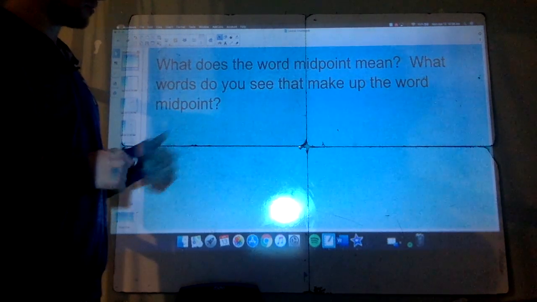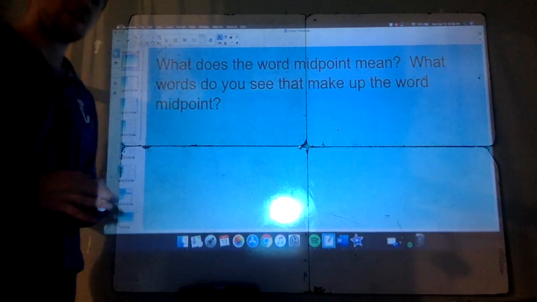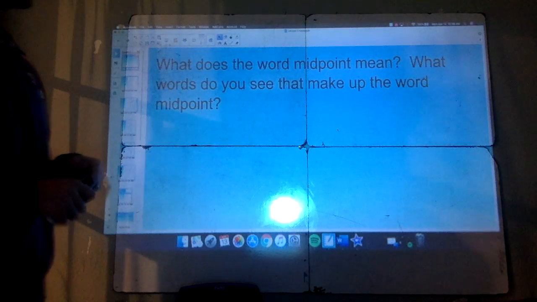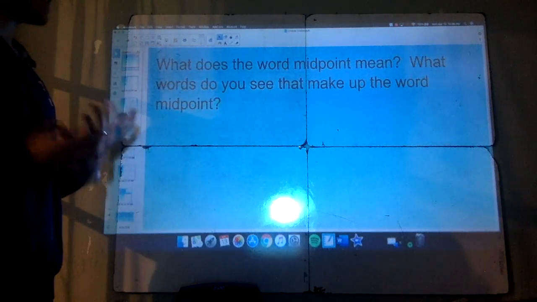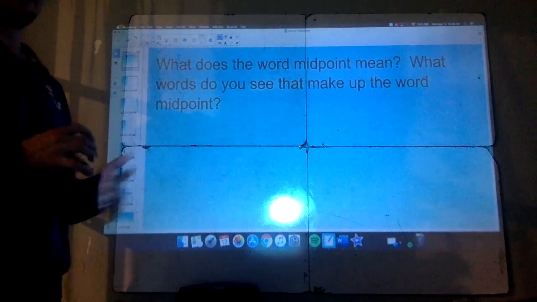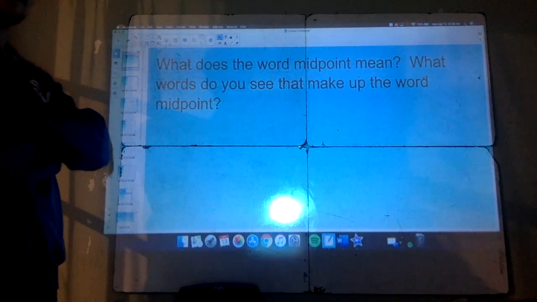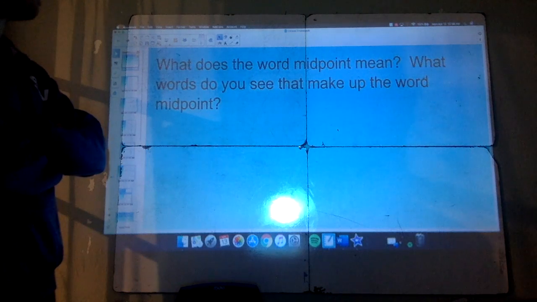So to get that going with our first lesson, I want you to think about for just maybe 10 seconds, what does the word midpoint mean? What words do you see that make up the word midpoint? I want you to think about that for 10 seconds.